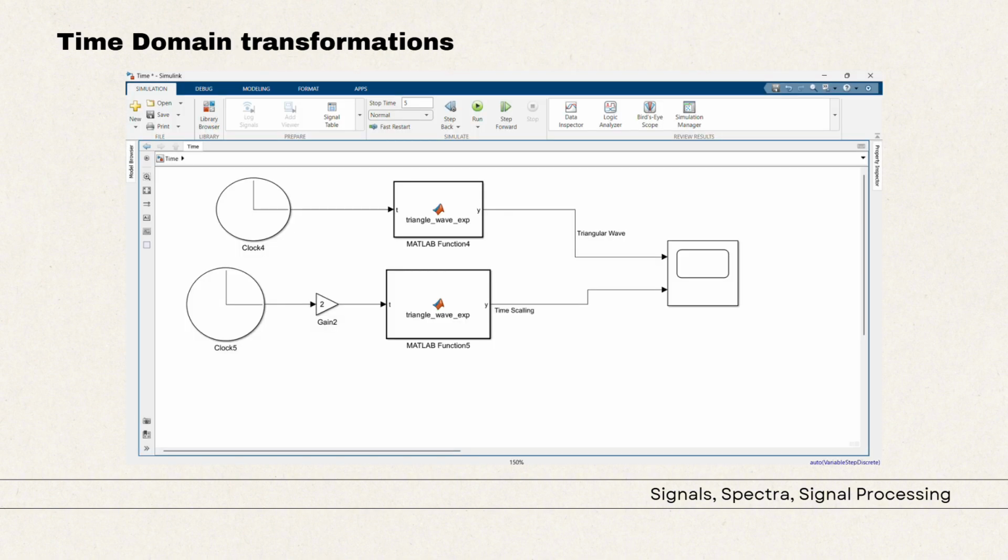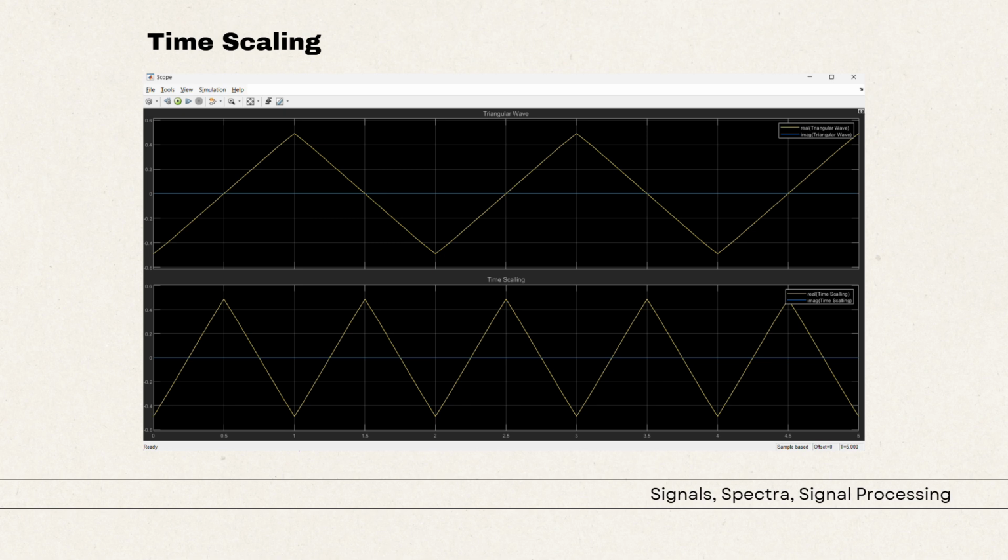For time scaling, we change how time flows into the waveform generator. A gain block is used to multiply the time vector by a scaling factor. For example, if we apply a gain of 2, the signal appears stretched, evolving more slowly. If the gain is 0.5, the waveform compresses and moves faster. This simple multiplication directly scales the time axis of the signal.